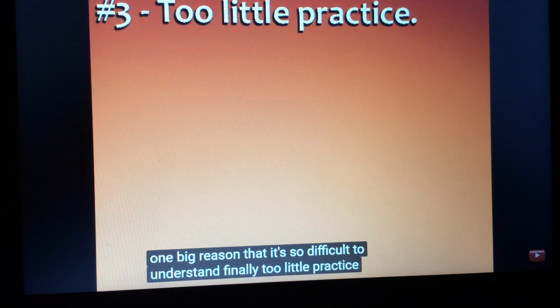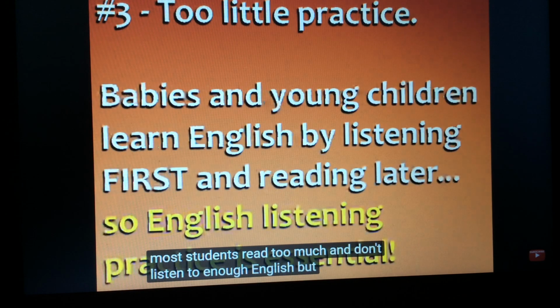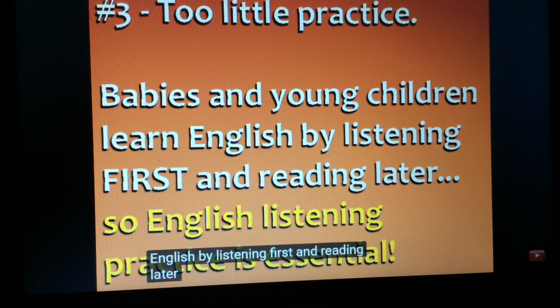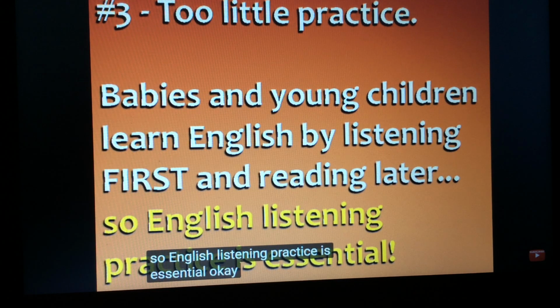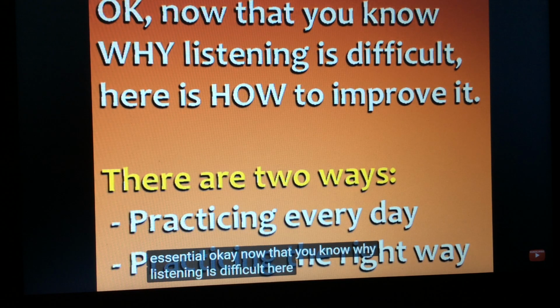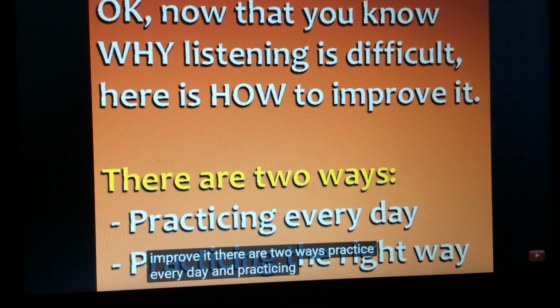Finally, too little practice. Most students read too much and don't listen to enough English. But remember that babies and young children learn English by listening first and reading later. So English listening practice is essential. Okay, now that you know why listening is difficult, here is how to improve it. There are 2 ways: practicing every day and practicing the right way.